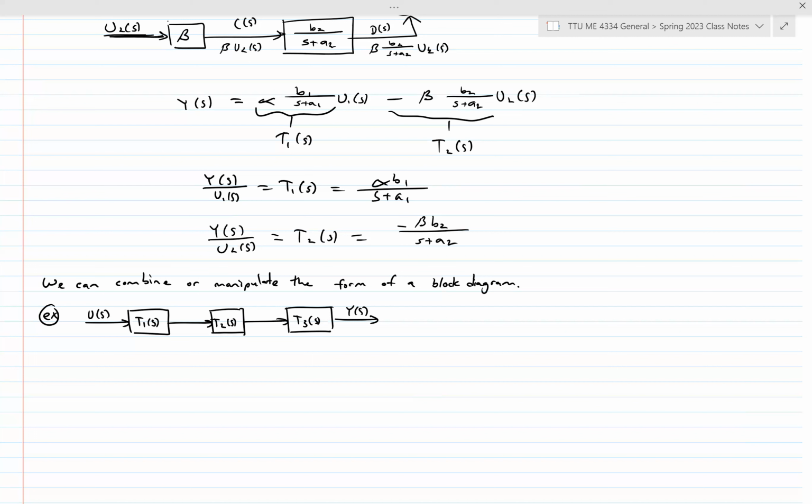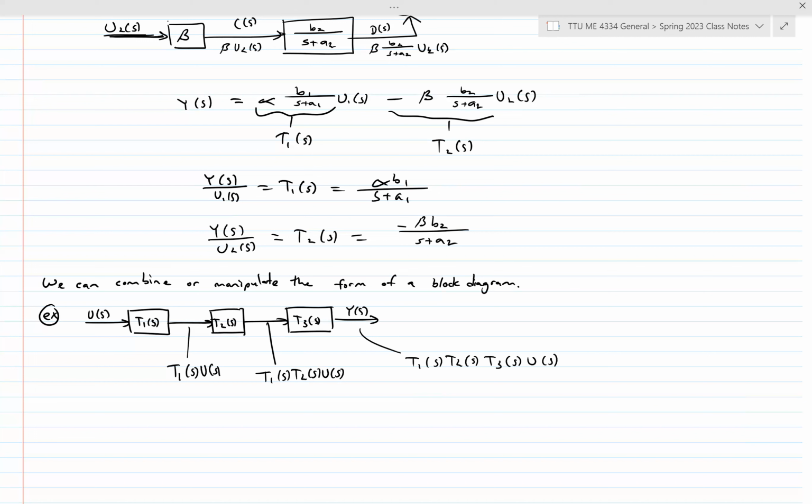Right? We can look through this, and go through the math this first time just to be a little bit safe. What is this signal right here going to be? T1 of S times what? Times U of S, right? What about this guy? T1 times T2 times U, right? What about this one then? We can kind of see the pattern here. And that's what Y is, right?